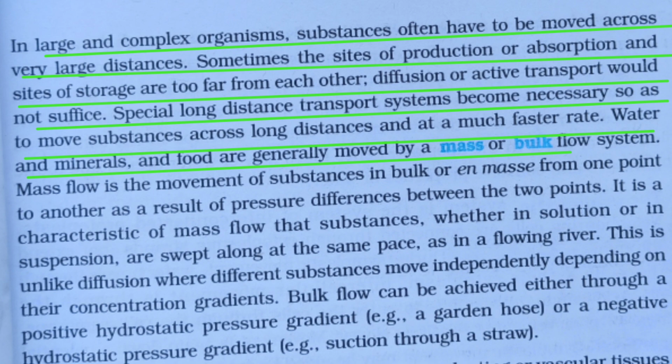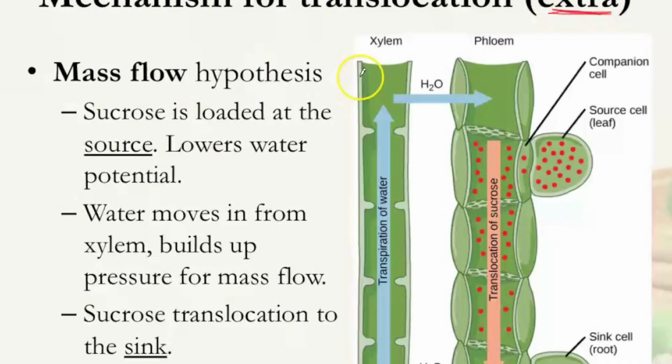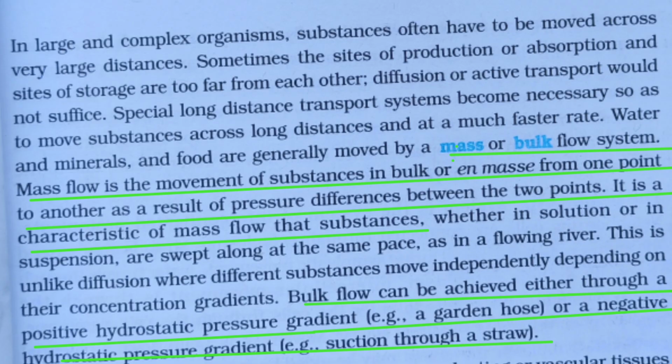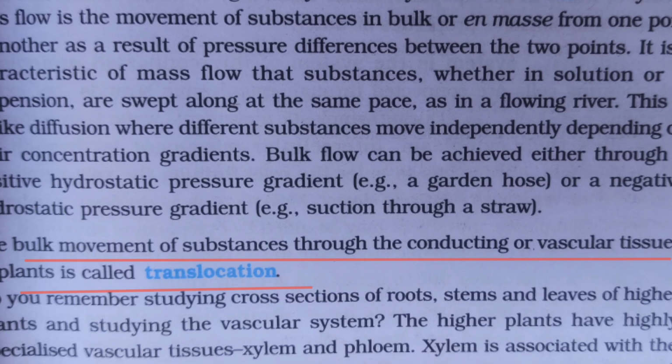In large and complex organisms, substances often have to be moved across very large distances. Mass or bulk flow systems move water, minerals and food generally across long distances. The substances move in bulk or in mass from one point to another as a result of pressure differences between two points.